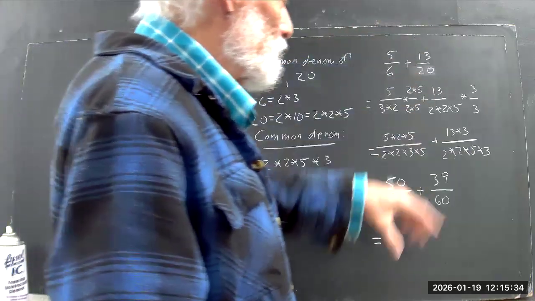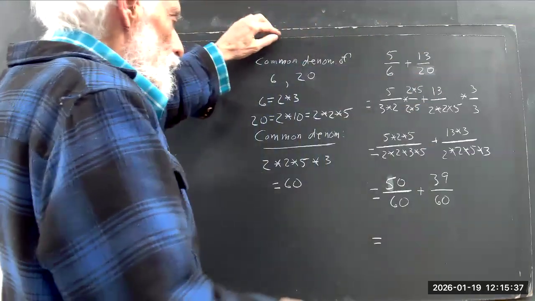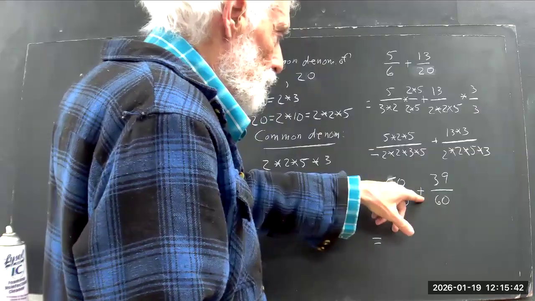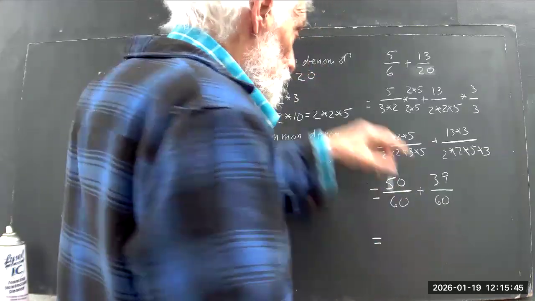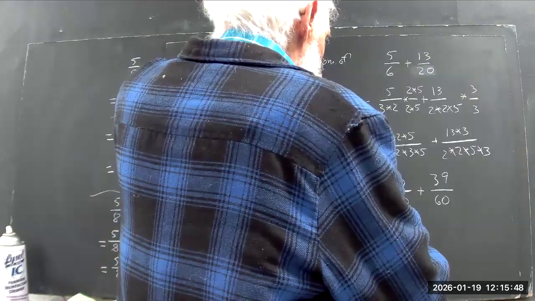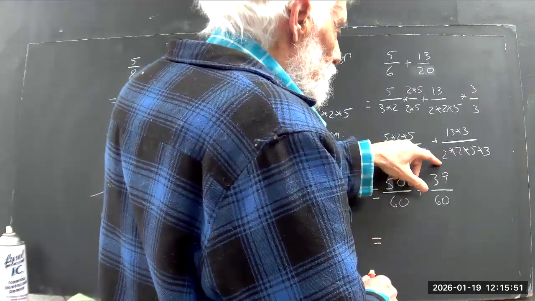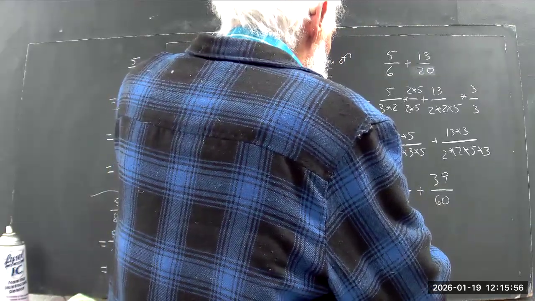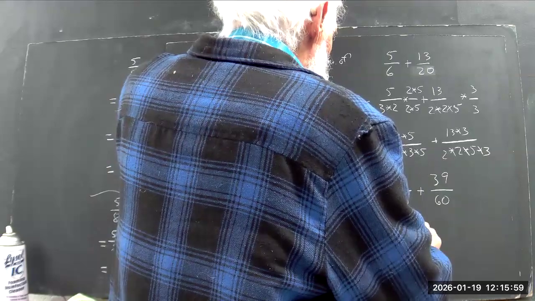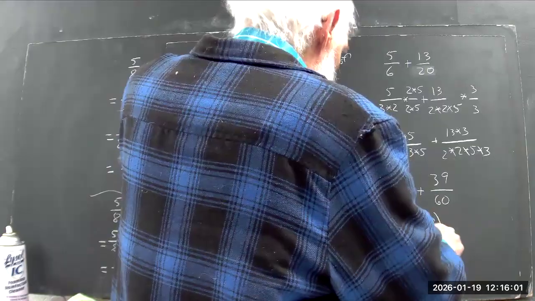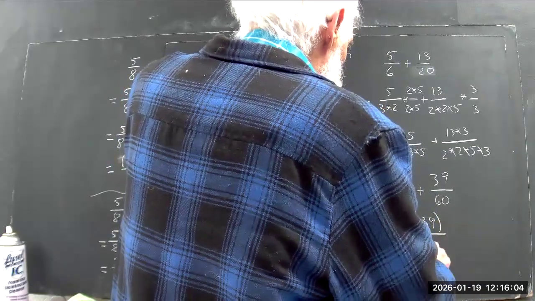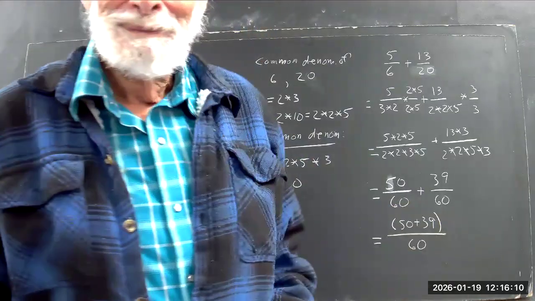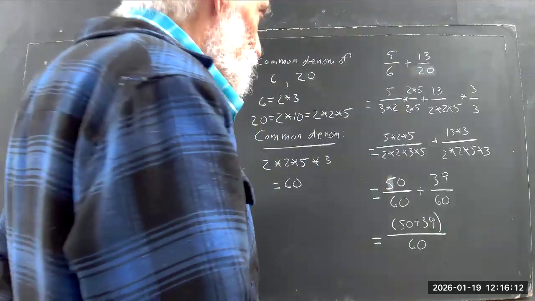So you want to kind of compare these and make sure they make sense. Anyhow, I could reduce this to 5/6, but that would defeat my purpose because I want to add these. I've got a common denominator, so I'm going to add the numerators, 50/60 plus 39/60. The numerators are 50 and 39, so we do the quantity 50 plus 39 over 60, avoiding the fatal error of adding the 60s. We think about what we're doing.